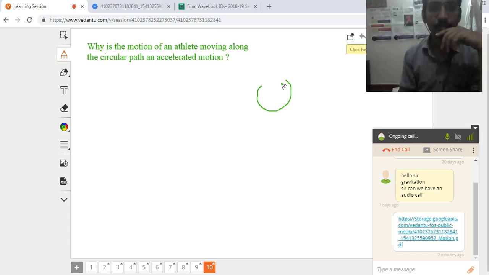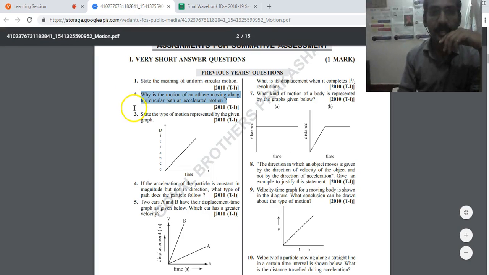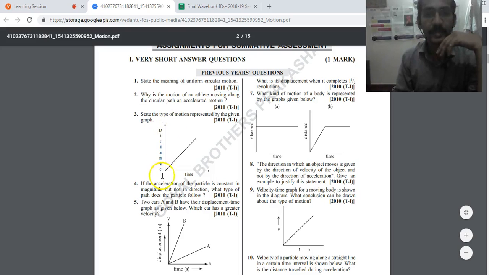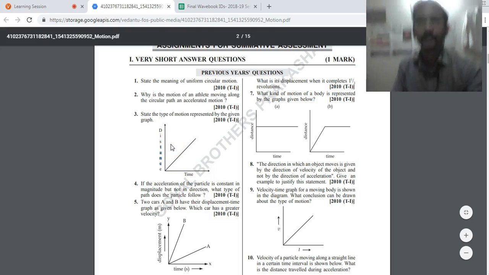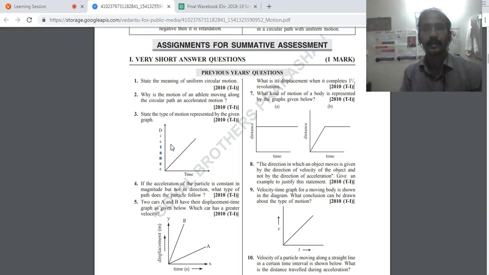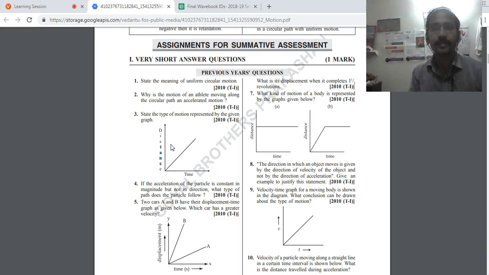Okay. Next, third question. State the type of motion represented by this distance-time graph. What type of motion is it? Uniform motion. Perfect.